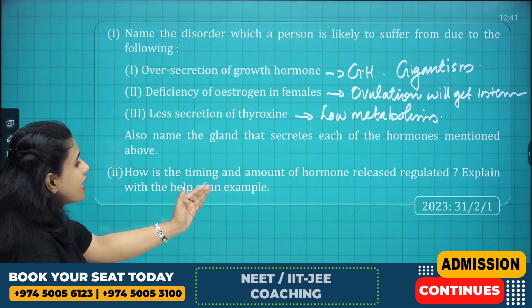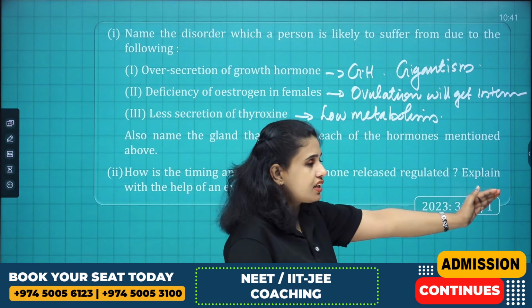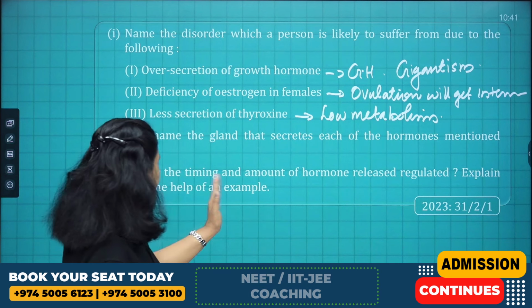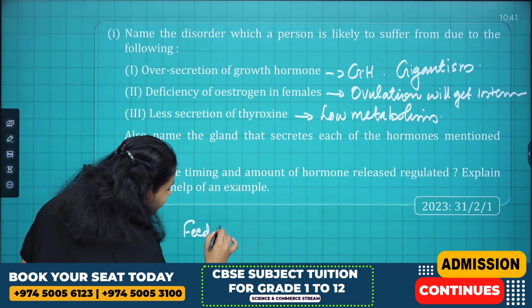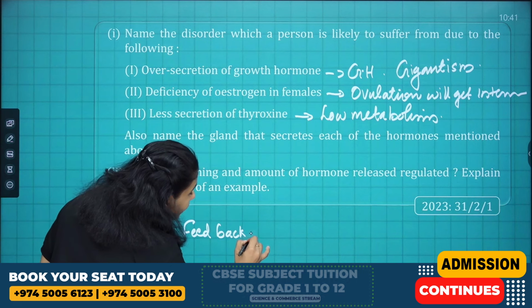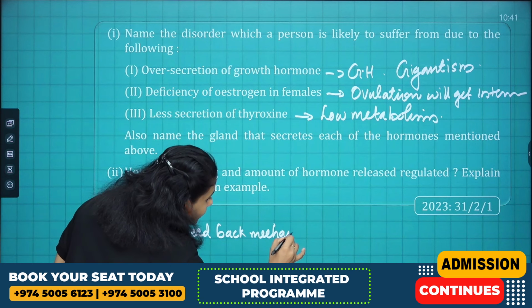And how is the timing and amount of hormone released regulated? Explain with the help of an example. That is the feedback mechanism. We have explained the feedback mechanism in the previous question.